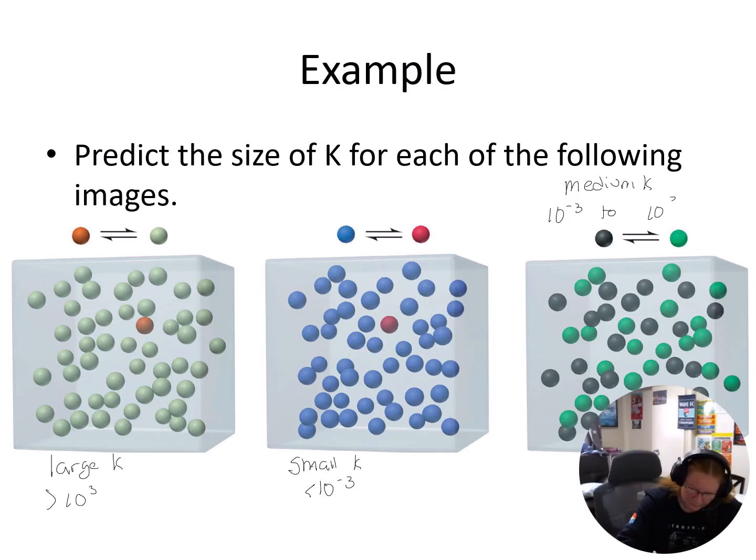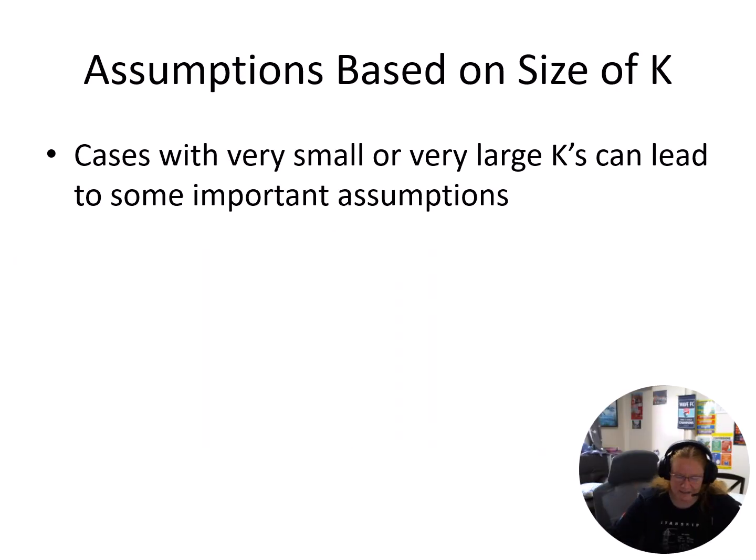Okay. And you know, if it's closer to the 10 to the negative third, my equilibrium mixture will have a little more reactant. If it's closer to 10 to the positive third, my equilibrium mixture will have a little more product. Okay? So what this tells us is that the size of K can lead to some very important assumptions.